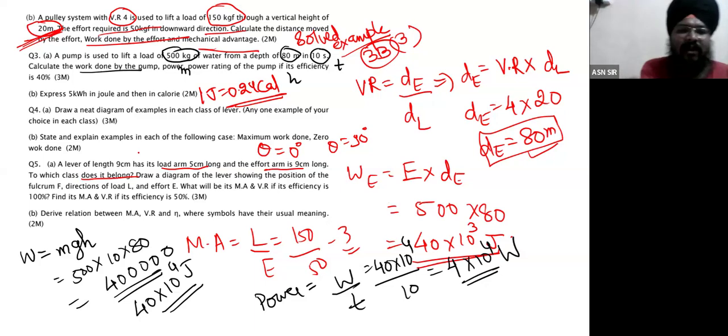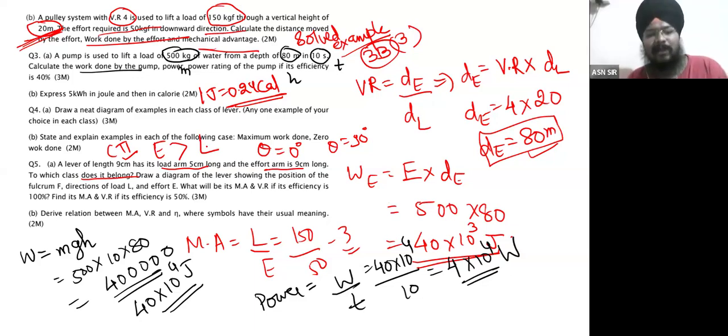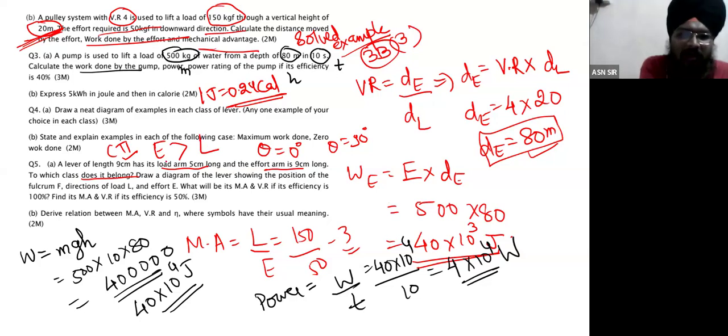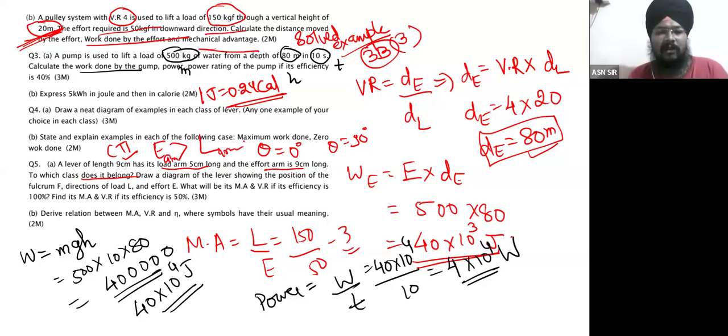In case of a class 2 lever, the effort arm is greater than the load arm. So you can just simply see the relation between load arm and effort arm. Effort arm is greater than load arm in case of a class 2 lever. So effort arm is 9, load arm is 5. So this is an example of a class 2 lever.